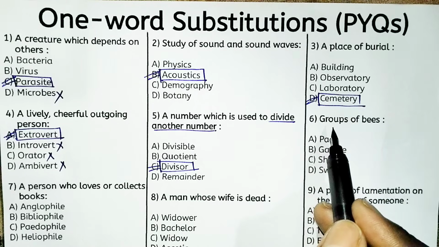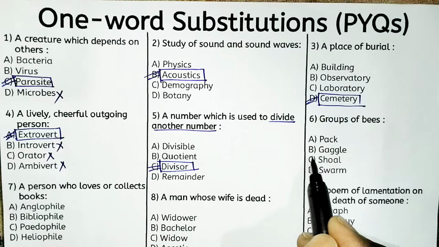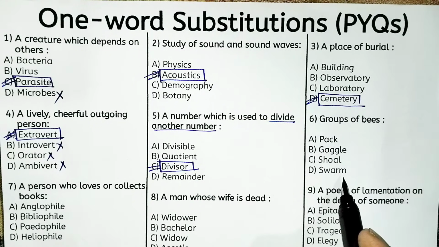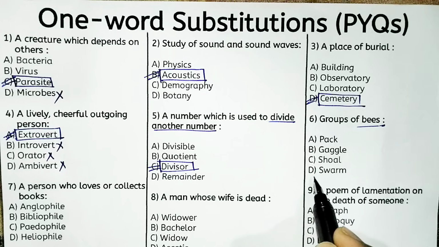Next, groups of bees. That is option A, pack. Option B, gaggle. Option C, shoal, or option D, swarm. A group of bees, actually option D, swarm.